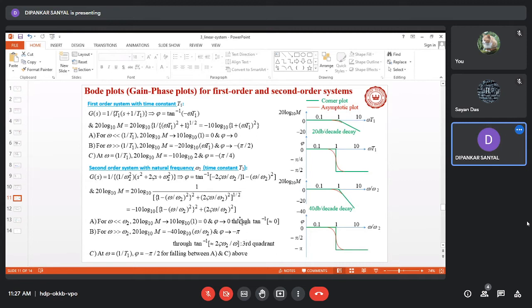Now here we can see that for omega much greater than omega 2, what happens? If we consider here, it gives omega minus omega to the power of... some problem, right?